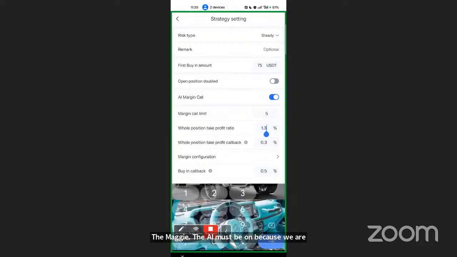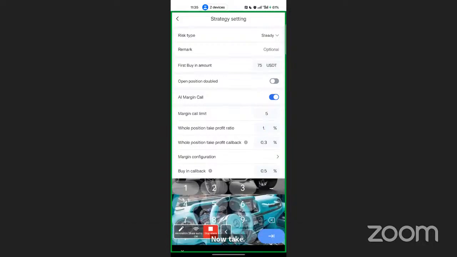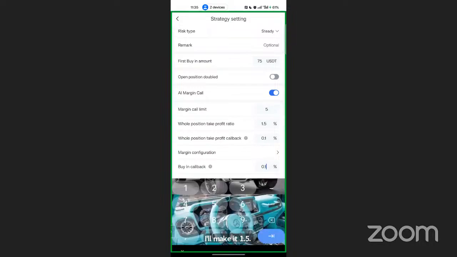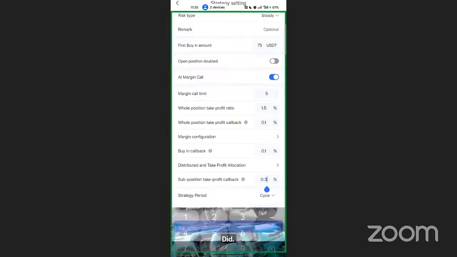Now the take profit, like me who loves the RSI, I'll make it 1.5. The callback, I'll make it 0.1. The buy position, 0.1.